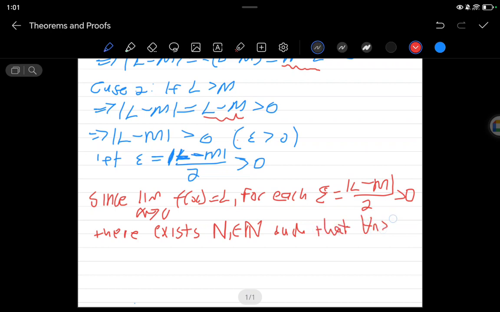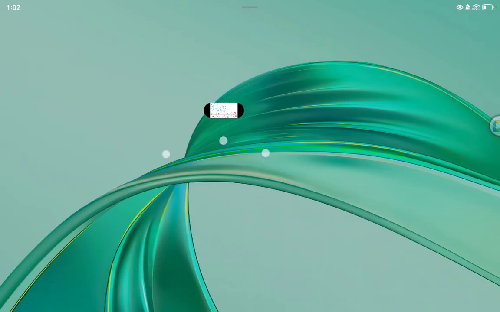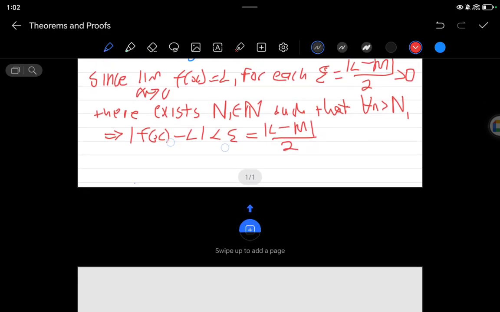for all n greater than this subscript 1, I would write f of x minus L, which should be less than E. We agree, right? But what is E? In this case, E is L minus M over 2. And again, I take the other part, I'm going to do the same thing.